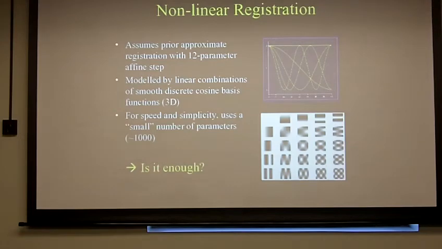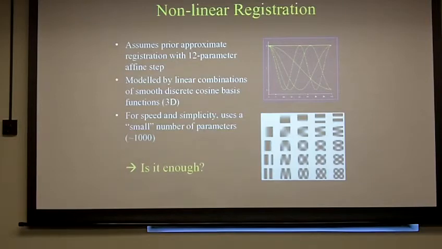And the most popular way was developed a while ago, I don't know, like 2 decades ago, by SPM developers, I believe. And this is using a set of discrete cosine basis functions. So you use linear combinations of discrete cosine basis functions to warp the brain non-linearly.